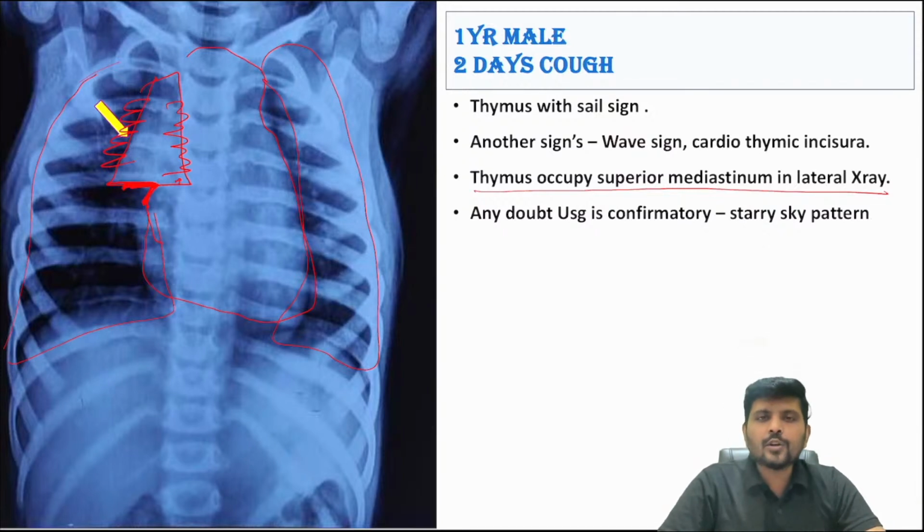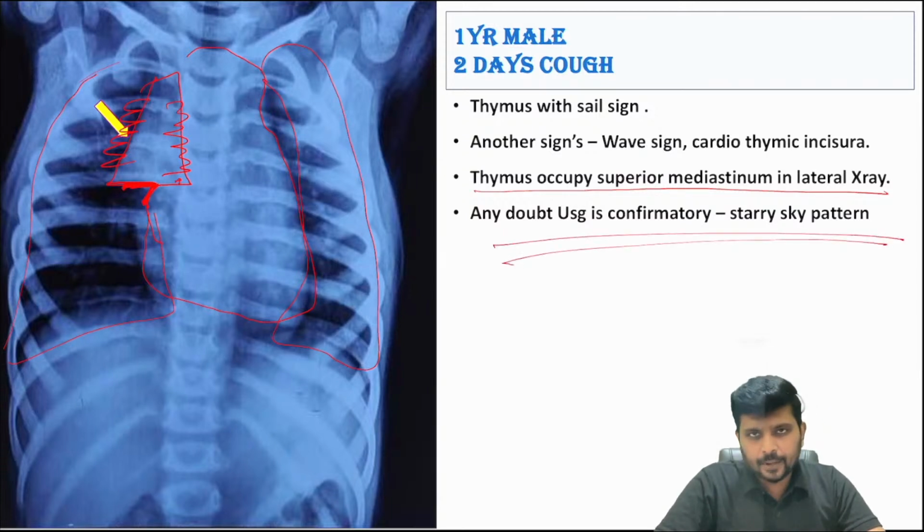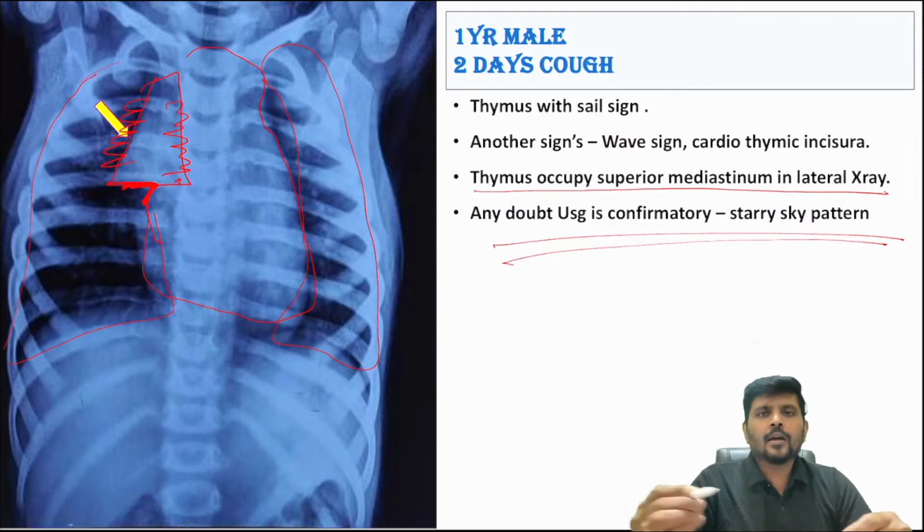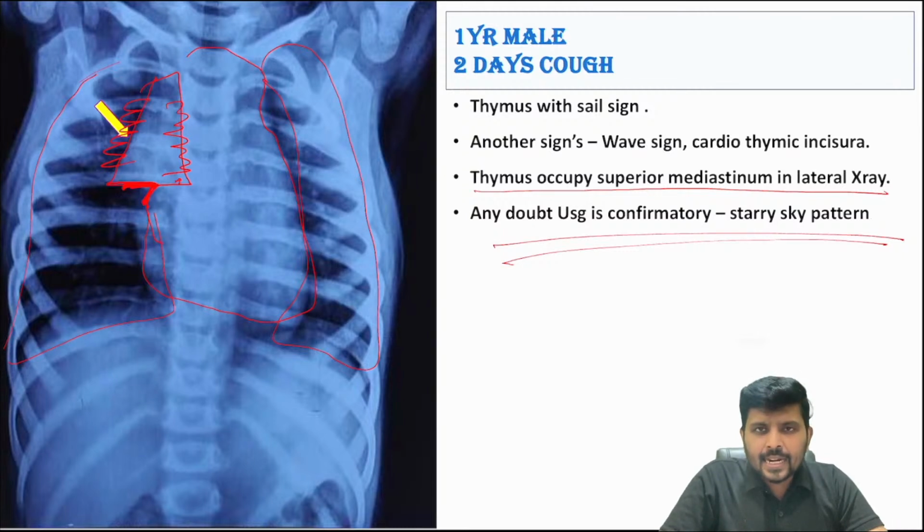In those cases, you need to look for ultrasound neck. In ultrasound neck, you will have a starry sky pattern, whereas in case of a node, you don't have any starry sky pattern. So young infants, right paratracheal, left paratracheal with lobular or wavy margins, sail sign and incisura between the place where your thymus and heart meet. These three findings are suggestive of thymus.